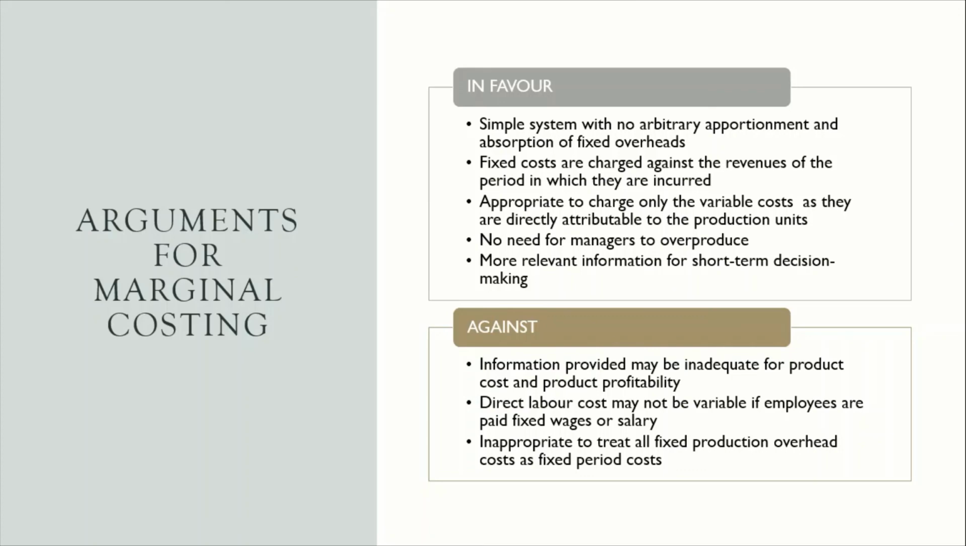Lastly, it's inappropriate to treat all fixed production overhead costs as fixed period costs. Okay, so it is not suitable to categorize all fixed costs as period costs because period cost is indirect costs. Okay, some fixed costs are direct costs which contribute to the production of products. Okay, so those are the arguments against and in favor for marginal costing.